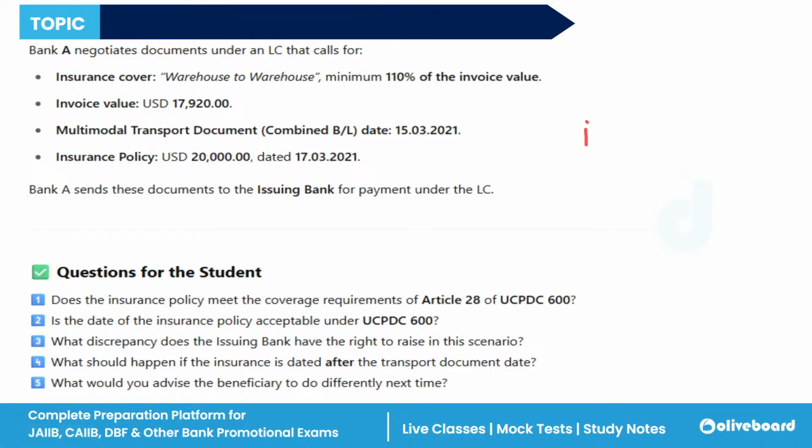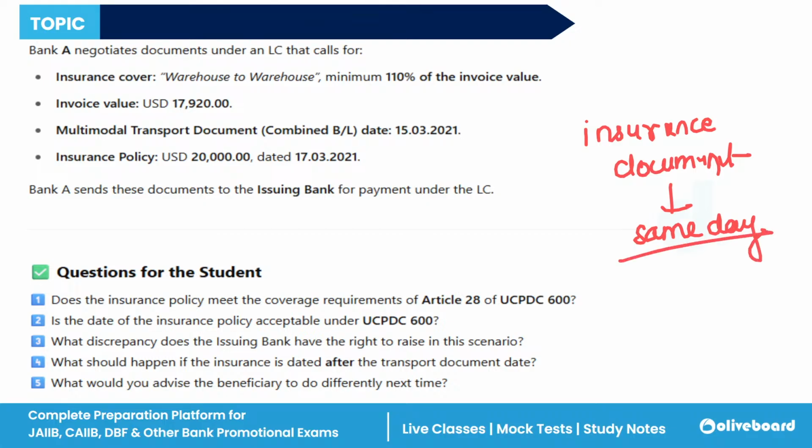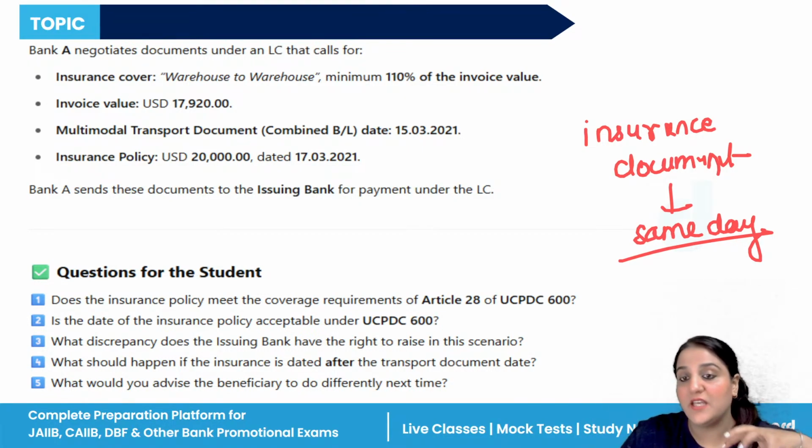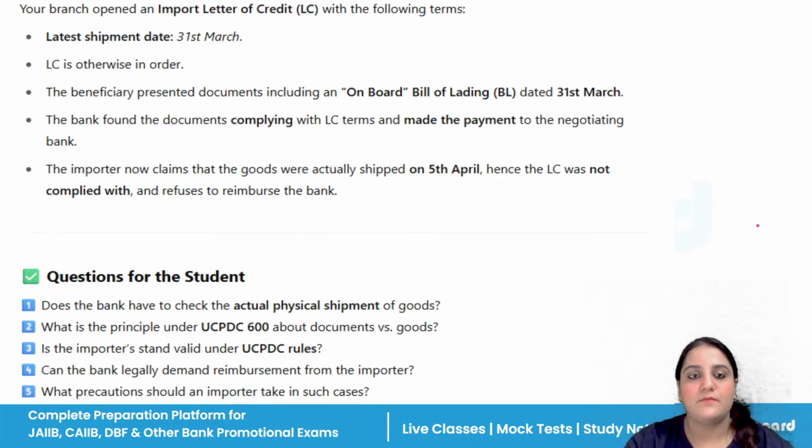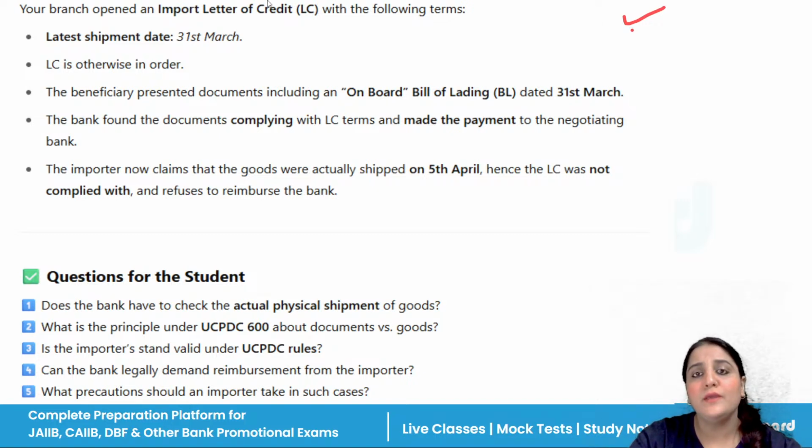Always ensure the insurance document is dated on the same day or earlier than the shipment date, or it clearly states cover starts from the shipment date or before. So double check all the LC terms, especially for the coverage, and always comply with the rules of the LC terms. Got it? Okay, let's see this one for today. Just go through these, it will help you out.